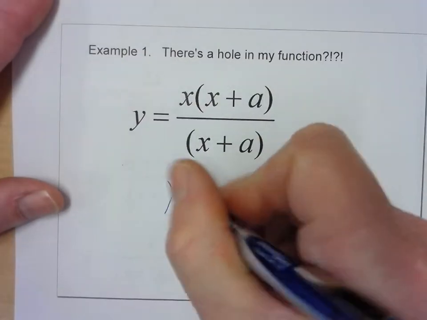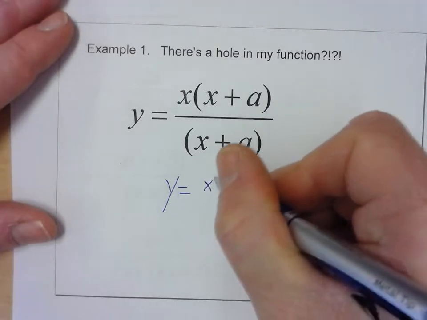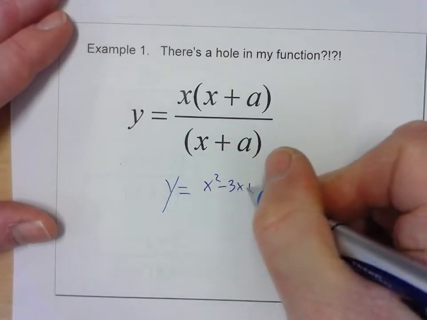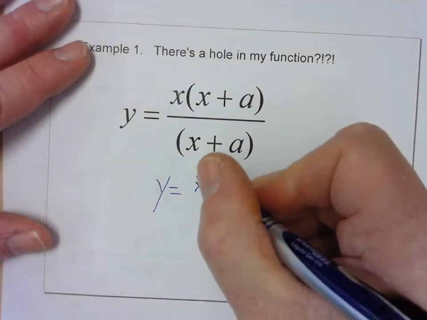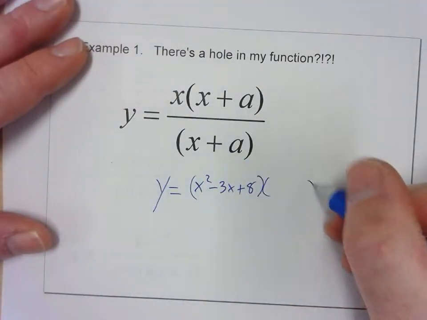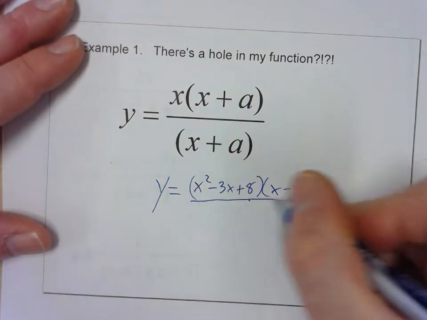So what I'm talking about here is if we have any function that we want in the world, like just take a standard parabola, x squared minus 3x plus 8. Okay, that's a standard parabola. And I can multiply the parabola by x minus 2, and then I can divide the parabola by x minus 2.